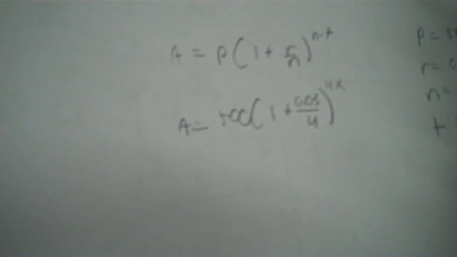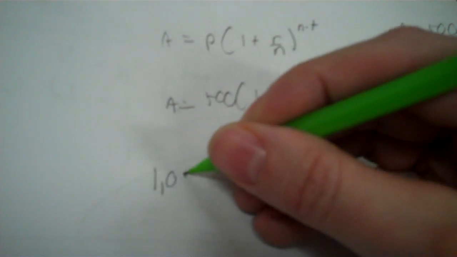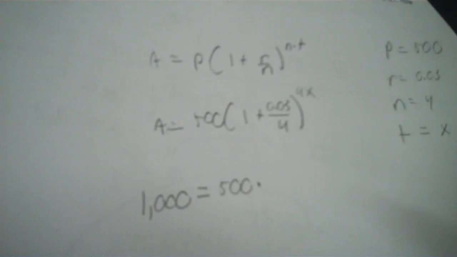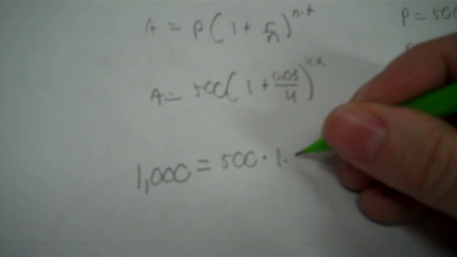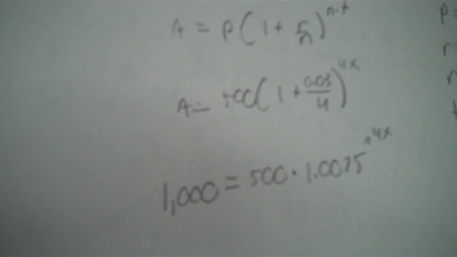Well, if I've got to solve for X, then I have to know the A, okay? The A is where we ended up at. We know what we end at. It's like the opposite of the last problem. Last problem you were figuring out where you ended at. So 1,000. We're going to get rid of the parentheses then. We divide first, then add 1. So 1.0075 to the power of 4x.